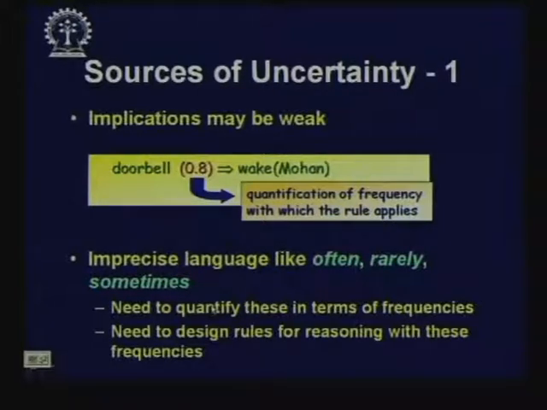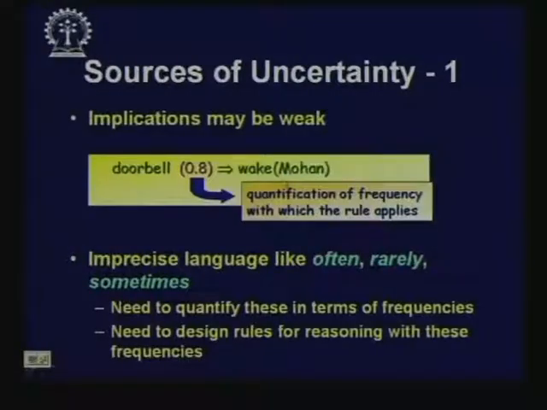Now, let us look at the different sources of uncertainty. We have seen that doorbell example. So, implications may be weak; it is not absolutely certain that if there is a doorbell, then that will wake up Mohan. We can rather write the implication in this way: doorbell 0.8 implies wake up Mohan. That means now this implication is being given a strength of 0.8. What does it mean? It may mean that 80% of the time the doorbell rings, Mohan wakes up.